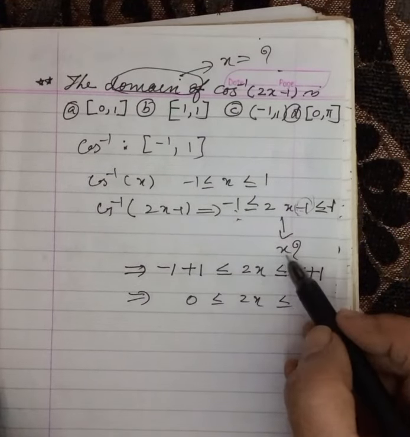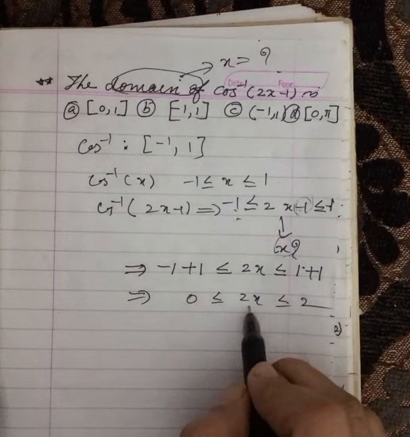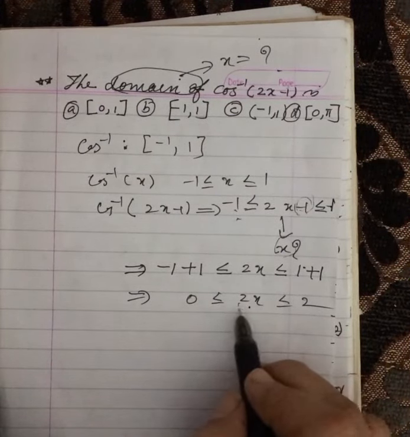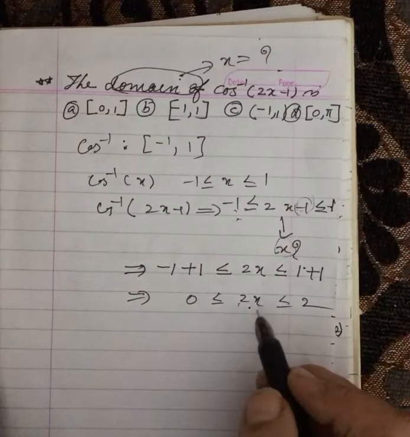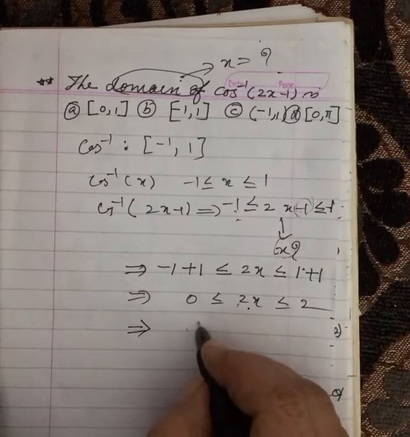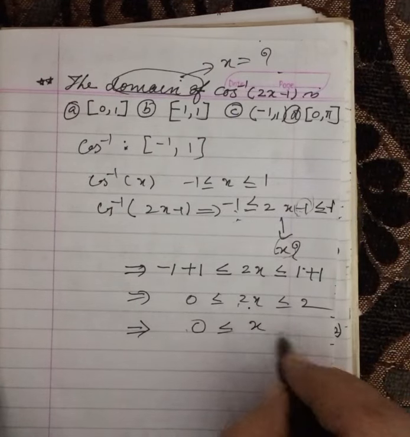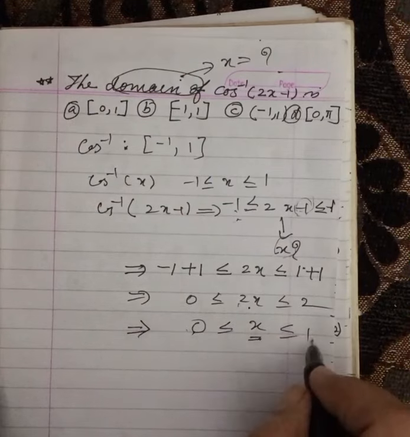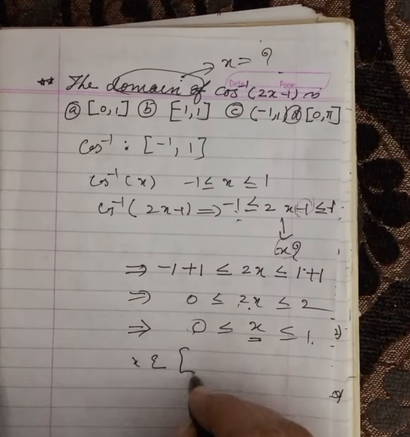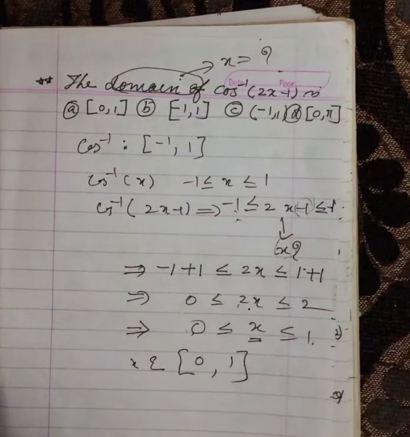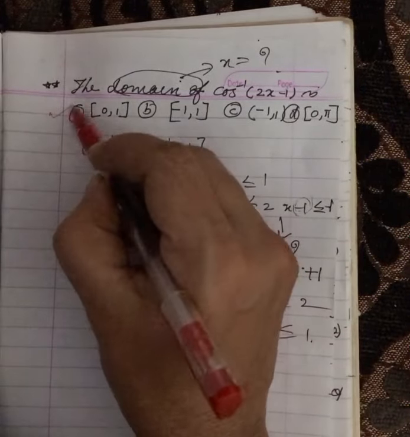But I want the value of x. Now to get the value of x, what do you have to do? Which operation? You have to divide by 2. And 2 being a positive quantity, you can divide the inequality and the inequality does not change. So 0 by 2, that is 0, less than or equal to x, less than or equal to 1. It means the values of x lie from 0 to 1, or x is in the closed interval 0 to 1. All the real numbers from the closed interval 0 to 1. That is the first one, the answer.